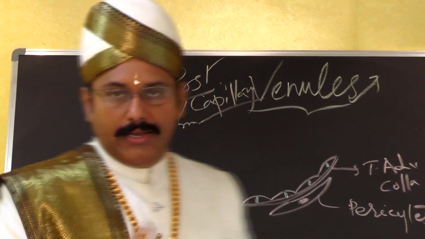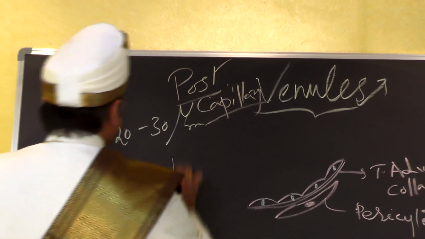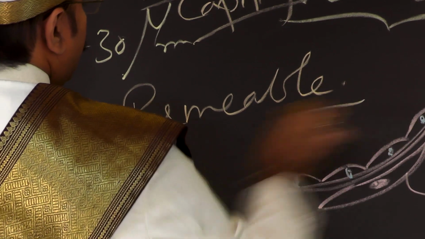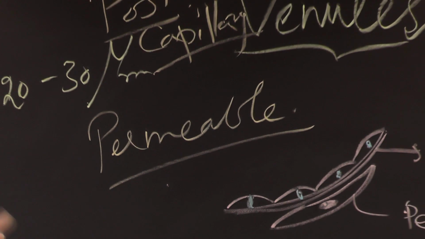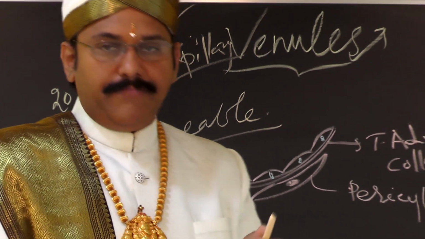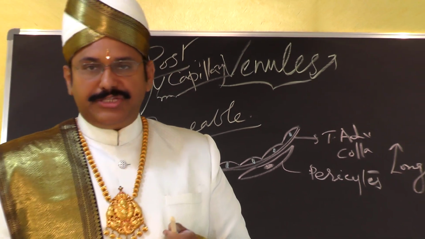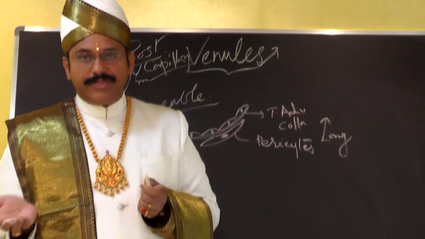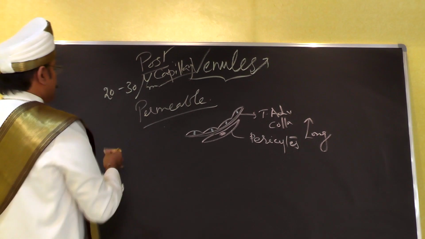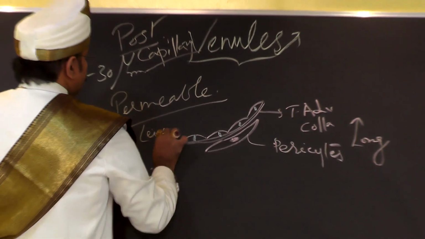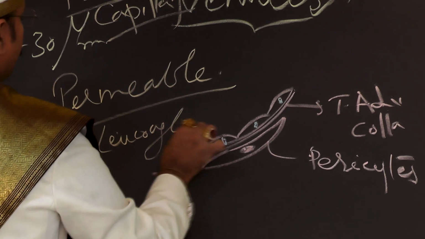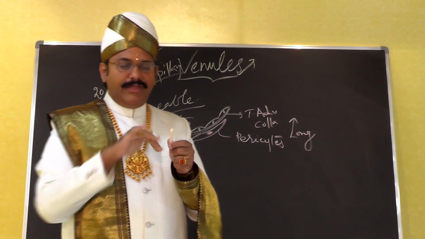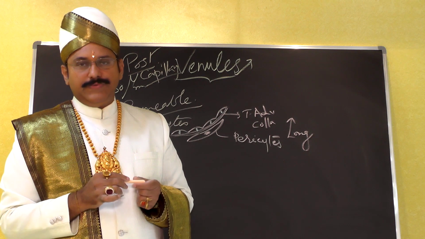They are permeable. The post capillary venules are permeable for the nutrients or the substances to pass from the blood into the neighboring tissues. Even the leukocytes can pass from them, that is from the lumen of a venule to the surrounding tissue.